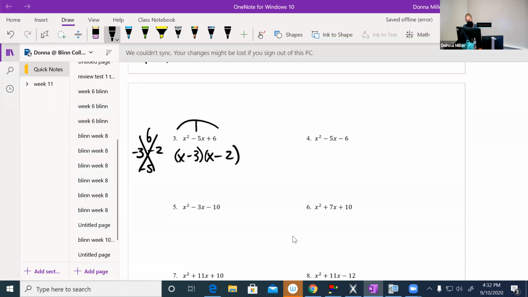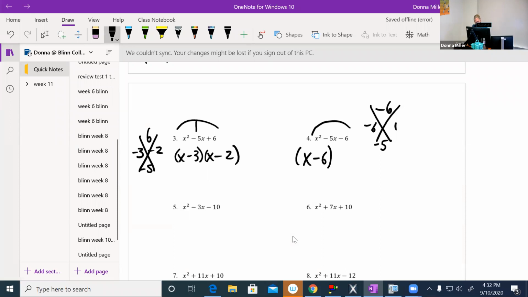All right. Next one. Factors of -6 that add to -5. -6 and 1. So this factor is x minus 6. All right, do the next one on your own. We'll take a second. Do the next one on your own.